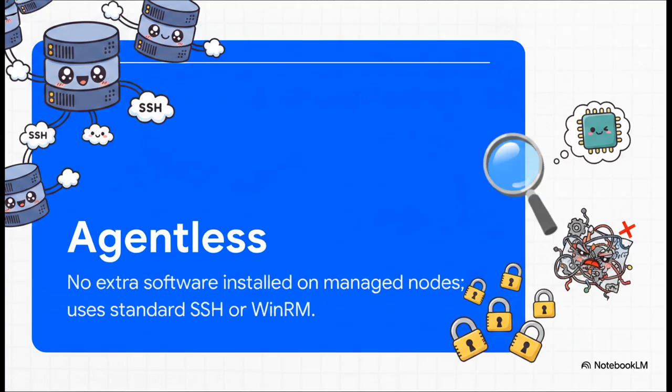There is no extra software, no background daemon running on your target machines. Instead, it just piggybacks on the standard built-in communication protocols that are already there. We're talking SSH for Linux or WinRM for Windows. For a beginner, this is just fantastic. It means zero overhead, no bootstrapping headaches trying to get agents installed before you can even start working, and crucially, no extra security vulnerabilities from running third-party software on your machine.